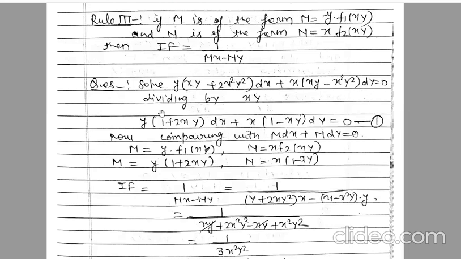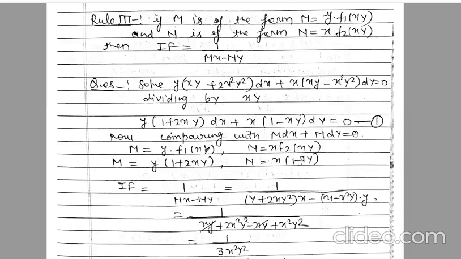So first our target is to compare the given equation with m dx plus n dy is equal to 0. You can see here xy, so you can delete xy from the whole equation. So dividing by xy, you will get this equation. This is equation 1. Now comparing with m dx plus n dy is equal to 0, you can see m is equal to y into function of xy, n is equal to x into function of xy. That means our equation is in the form of this one. So our integrating factor will be 1 upon mx minus ny, right?